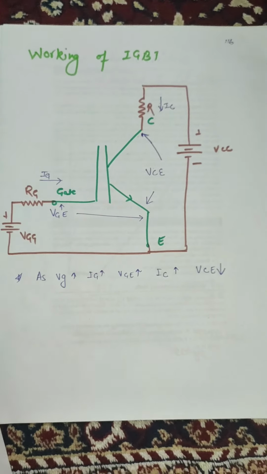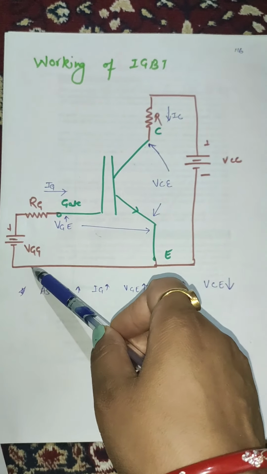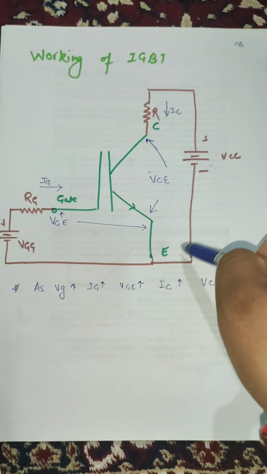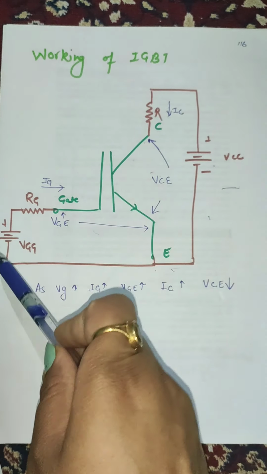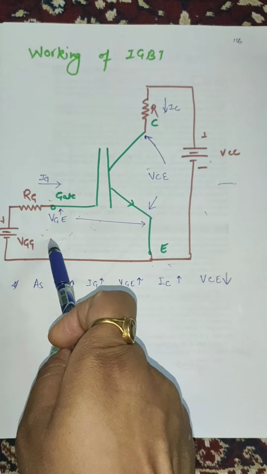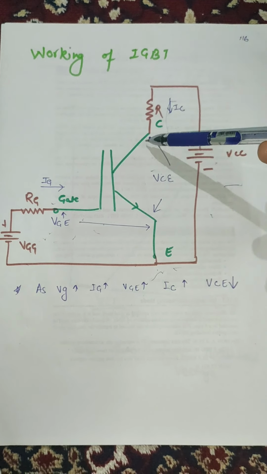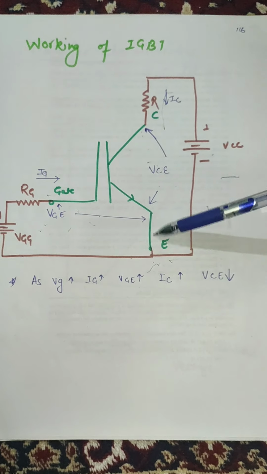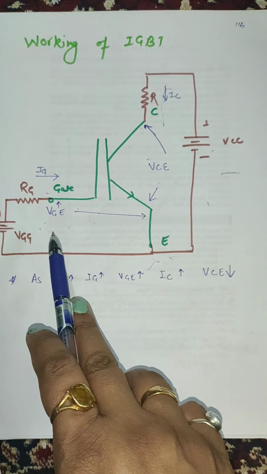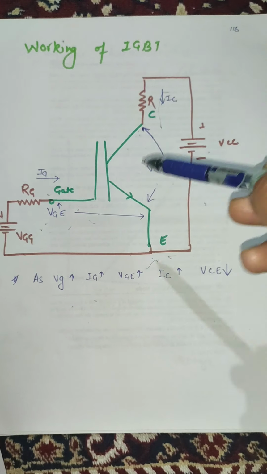Now this is the working of IGBT. On the input side, gate and emitter are connected with VGG, with the gate positive with respect to the emitter. On the output side, the collector is positive and the emitter negative, with VCC connected. The input current is IG and voltage VGE, the gate to emitter voltage, and the output is IC, the collector current, and VCE, the collector to emitter voltage. As we increase VGG, IG will increase, which increases VGE, which increases IC.